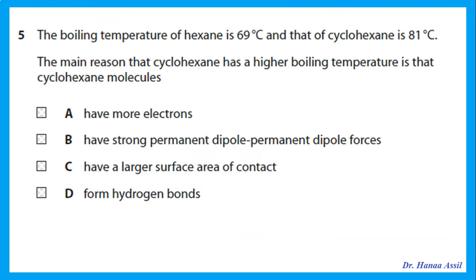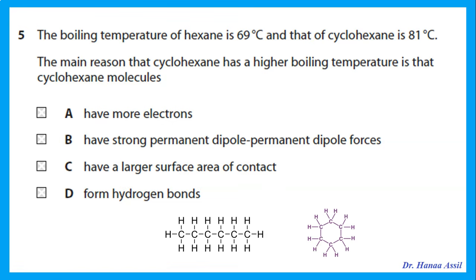The boiling temperature of hexane is 69 and that of cyclohexane is 81. The main reason that cyclohexane has a higher boiling temperature is that the molecules have what? Okay, what is hexane? This is hexane, a straight chain hydrocarbon. Cyclohexane is a cyclic compound. Now, first of all, we said that if something is a long chain, it should have higher boiling points than something that is branched.